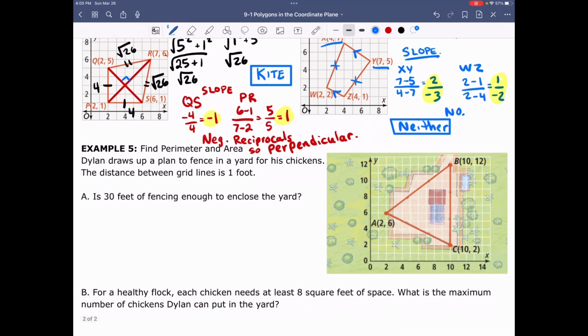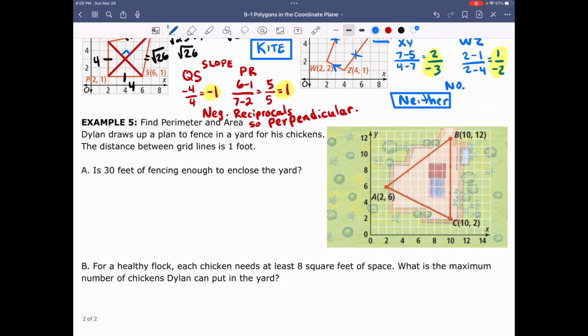Okay, example 5. Find perimeter and area. And so we're problem solving now, kind of a real world problem. Dylan draws up a plan to fence in a yard for his chickens. The distance between grid lines is 1 foot. So he's going to make a triangular yard for his chickens. Is 30 feet enough fencing to enclose the yard? So we need to figure out the perimeter.